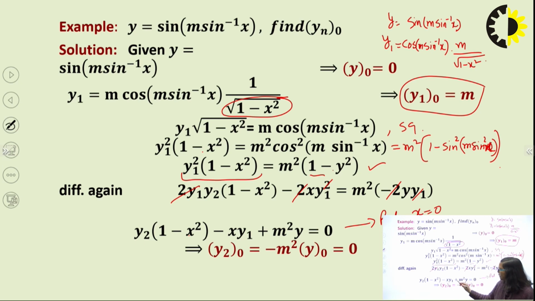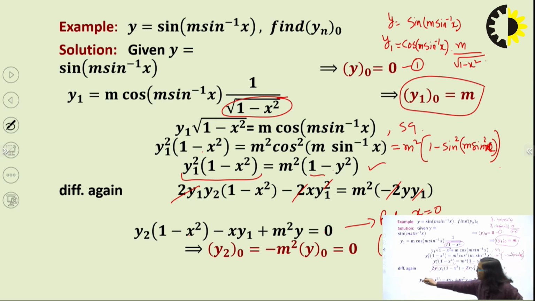Sorry. And this will go on the right hand side. This is minus m square y0. And if I look at the y0 value, the y0 value we have calculated is 0. So using this value over here, I can write that this is equation number 1. So using equation 1, I say that y2 0 is also equal to 0. What we have calculated is that y0 is 0, y1 0 is m, and y2 0 is also 0. What do we do next?